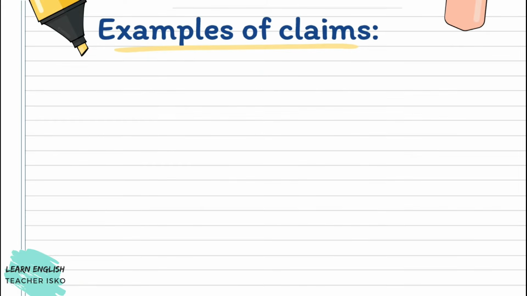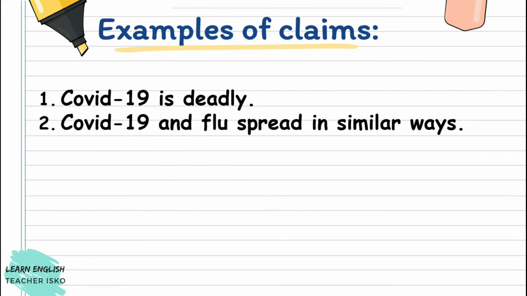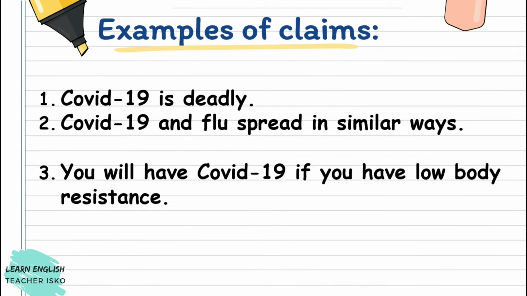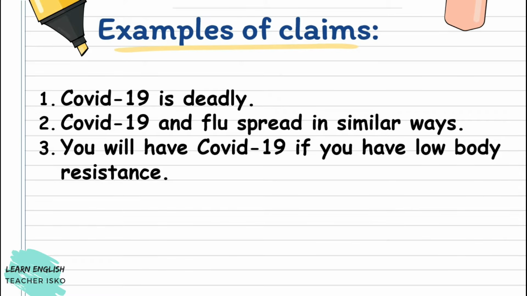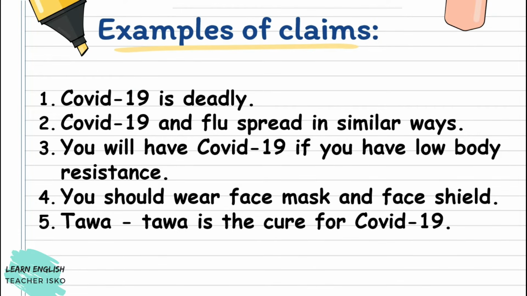These are examples of claims. We have: COVID-19 is deadly. Second, COVID-19 and flu spread in similar ways. Third, you will have COVID-19 if you have low body resistance. Fourth, you should wear a face mask and face shield. Lastly, tawa-tawa is the cure for COVID-19. Alright, these are all examples of claims. Let us now head on to the next slide to determine the characteristics of a good claim.